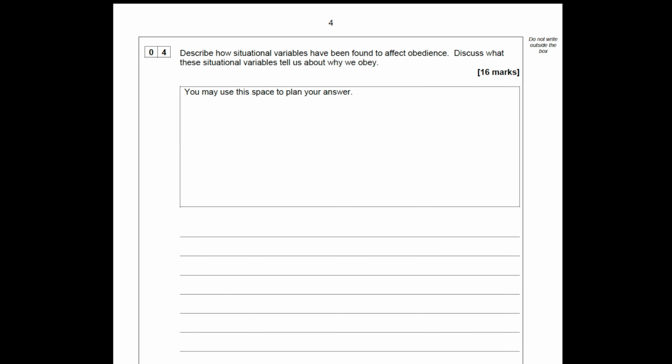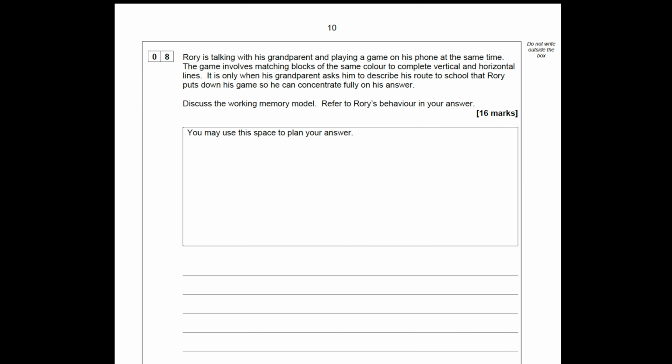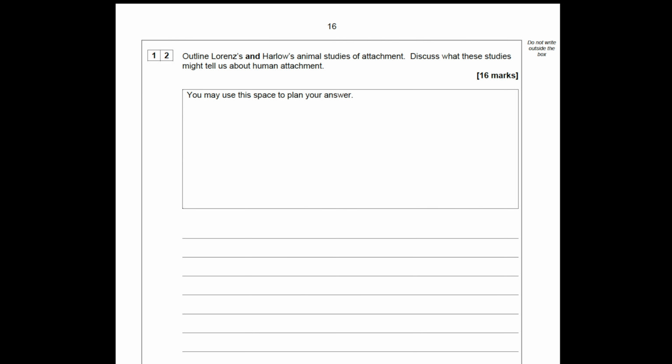So let's flick through the paper now and see what we notice. For social influence, there is a 16-mark essay on obedience. For memory, there is another 16-mark essay on the working memory model with application. For attachment, there's a 16-mark essay on animal studies, and for psychopathology, there's an 8-mark question on explaining OCD.